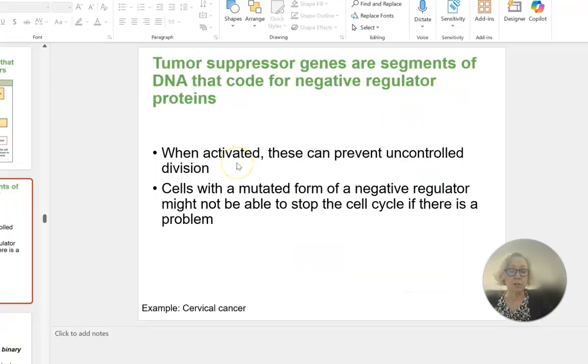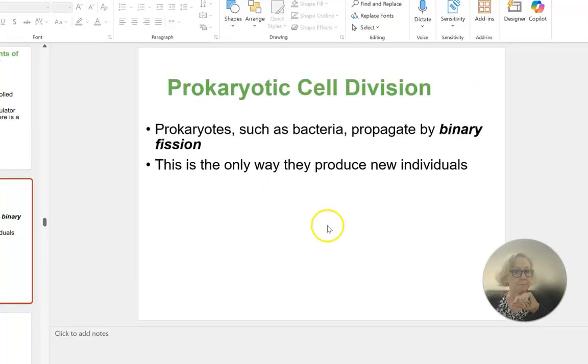Okay, tumor suppressor genes. These are exactly what they say. They suppress you making uncontrolled cell replication in the form of tumors. So when they're doing their job and they're activated, they prevent uncontrolled division. Cells with a mutated form of a negative regulator might not be able to stop the cell cycle when there's a problem. This is an example of cervical cancer. The tumor suppressor gene is not working correctly.